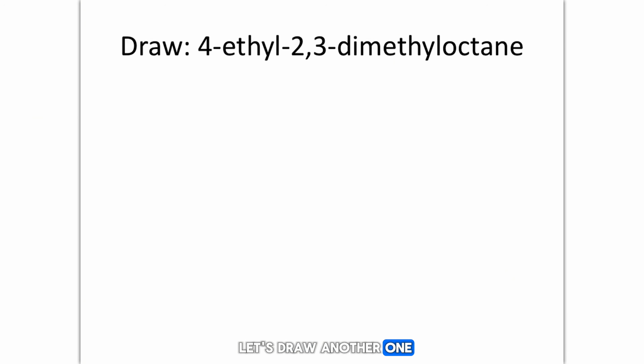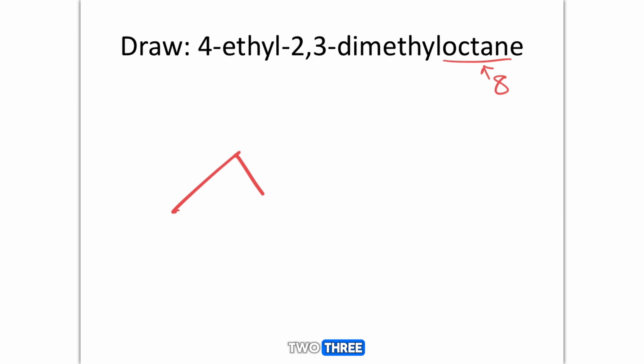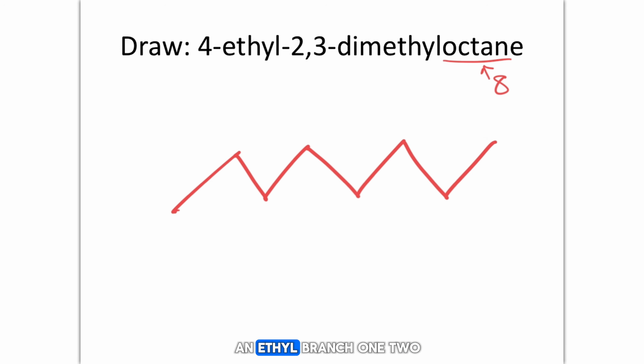Let's draw another one. 4-ethyl-2,3-dimethyloctane. Start with the octane first. 1, 2, 3, 4, 5, 6, 7, 8. At carbon 4, there's an ethyl branch. 1, 2. At carbon 2 and 3, there are methyl branches. So 1 line up for carbon 2 and then 1 line down for carbon 3. And that's it.